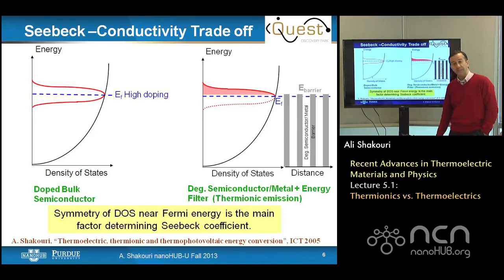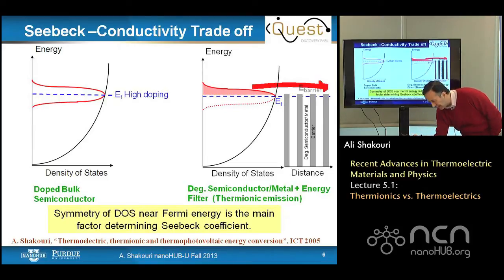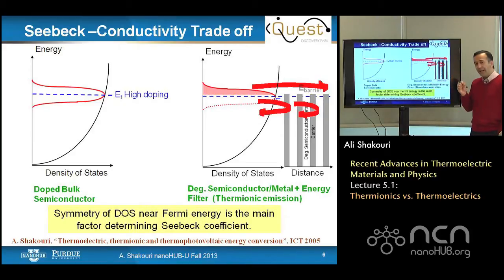For example, one could imagine a multi-layer. So you have a big component of the multi-layer, which is a degenerate semiconductor or a metal that provides a lot of electrons, but then you have a barrier exactly adjusted within kT of the Fermi energy so that electrons above can easily move, but electrons below are reflected. That's kind of the idea of how to break the symmetry between Seebeck and conductivity.